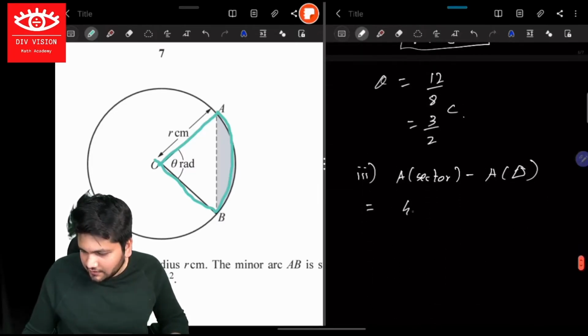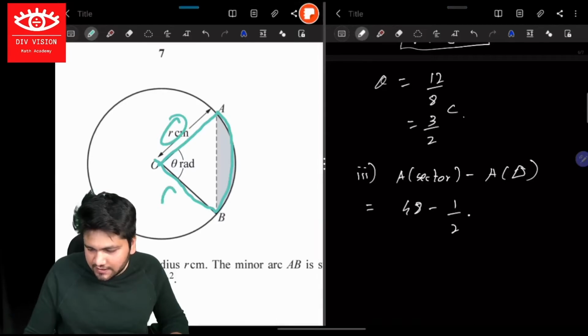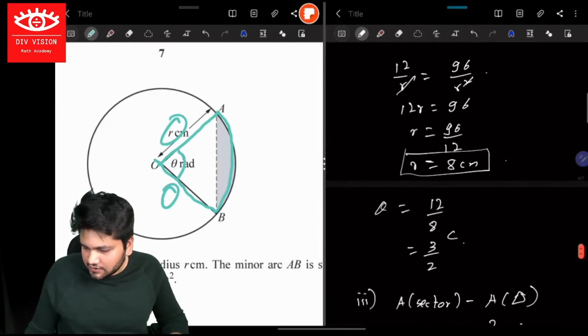So 48 minus area of triangle. Now area of triangle is going to be half into side into side. So this side into this side, which is r into r. So that's going to be half into r square into sine of the angle between them. So sine of theta, which is 3 by 2.